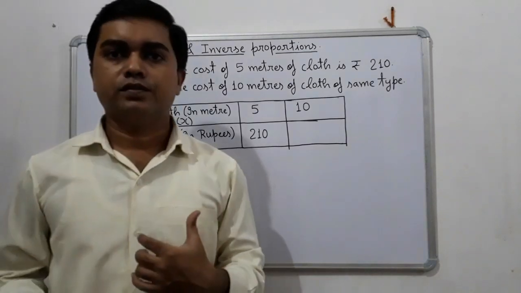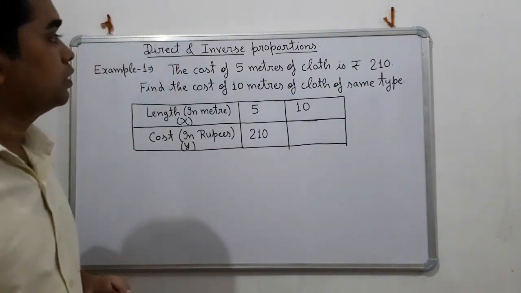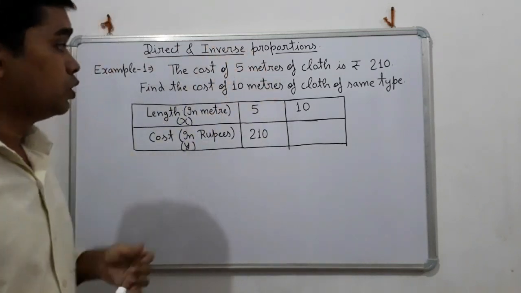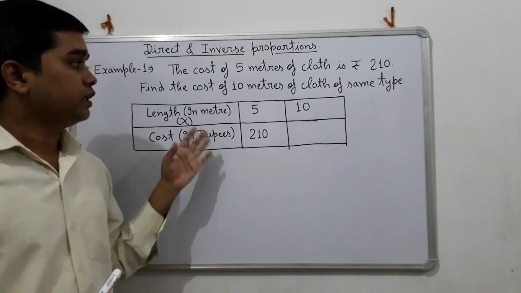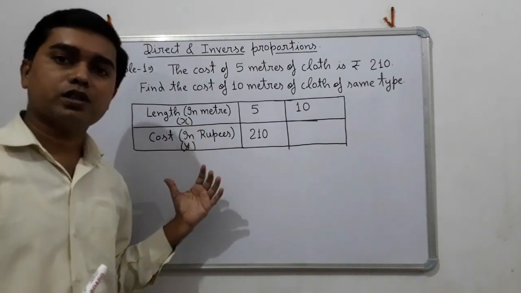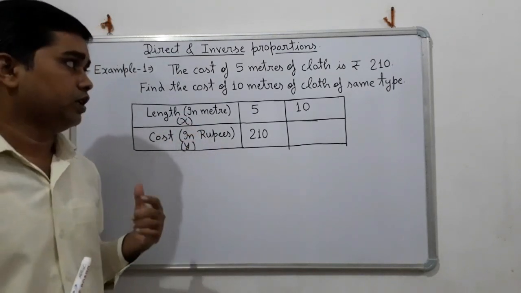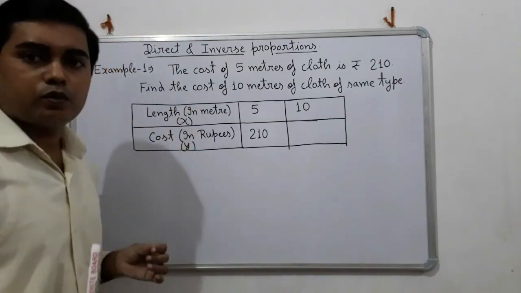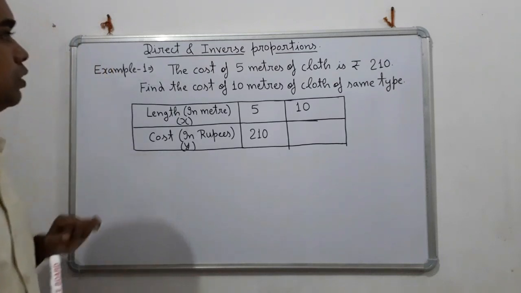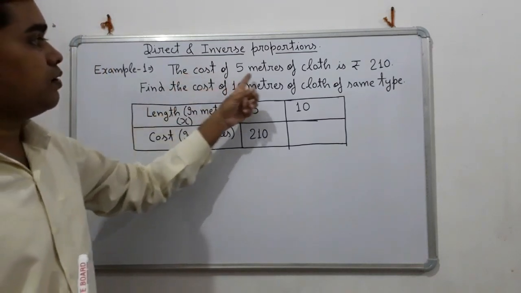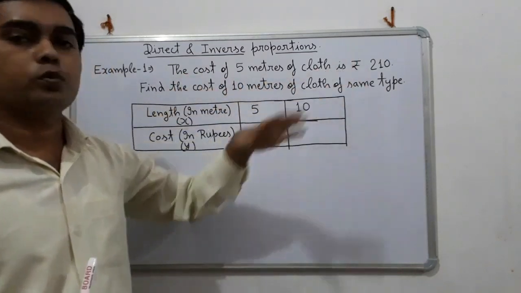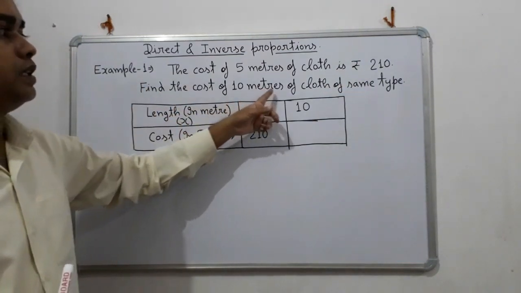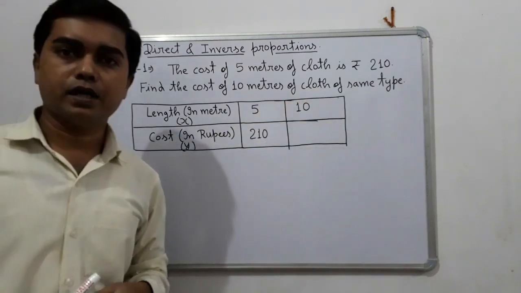Children, now we will see how we can solve questions of direct and inverse proportions. First you have to find out whether this is a question of direct proportion or indirect proportion. Indirect proportion means inverse proportion. Okay, so I am taking one example. Suppose the question is: the cost of 5 meters of cloth is rupees 210. Find the cost of 10 meters of cloth of the same type.